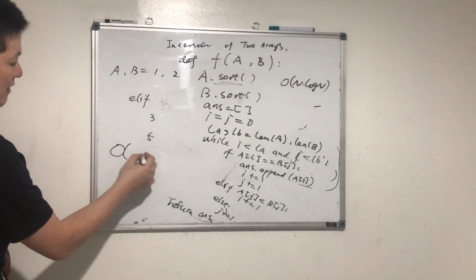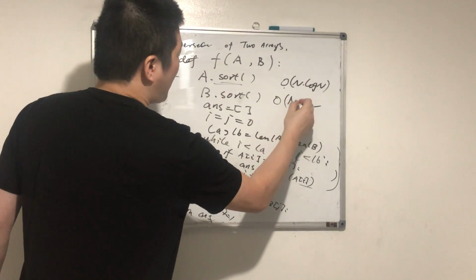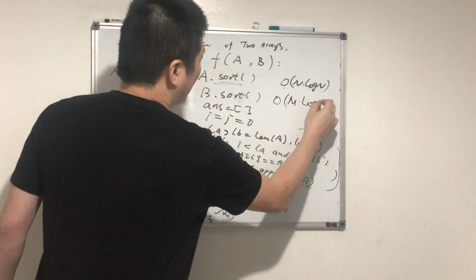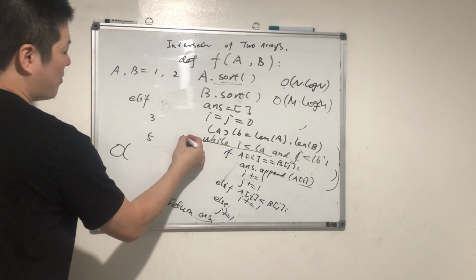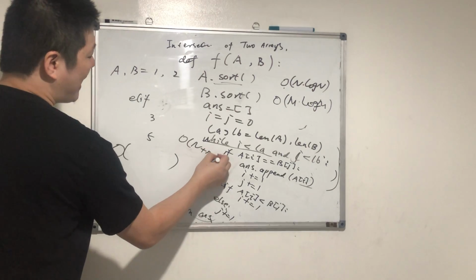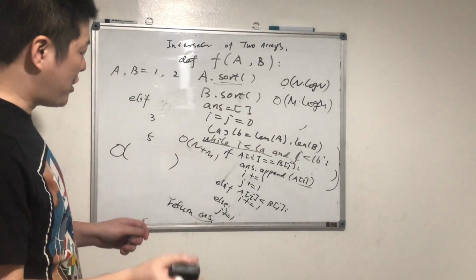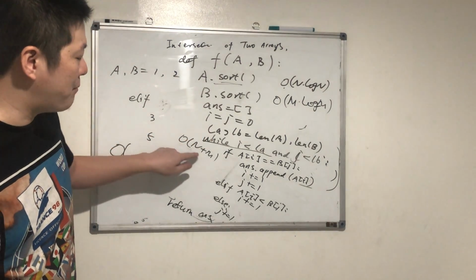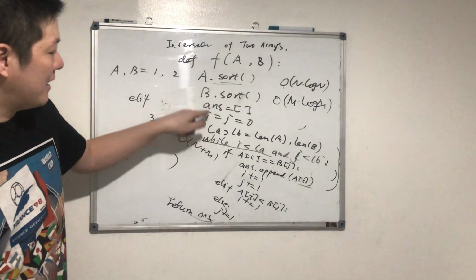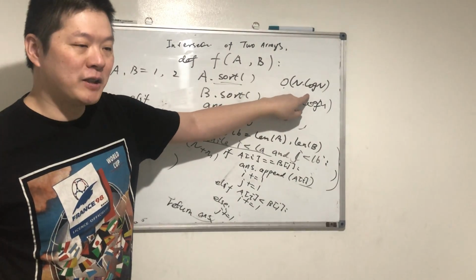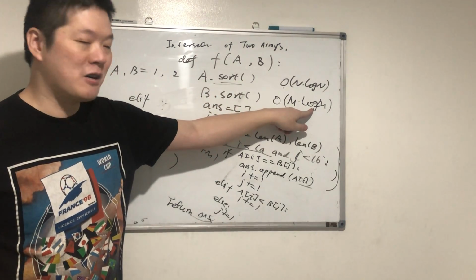What's the time complexity? This is O n log n. This is O m log m. And here is O n plus m. What does that equal? Good question. This part of the algorithm is O n plus m because we are visiting all the elements from both arrays. These two parts are the sorting: sorting the A elements is O n log n, sorting the other array is O m log m.